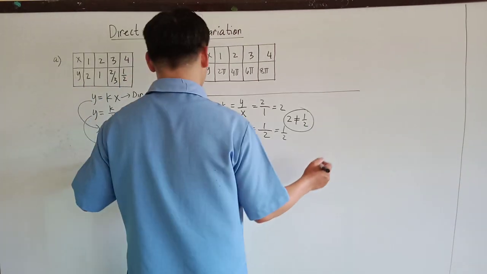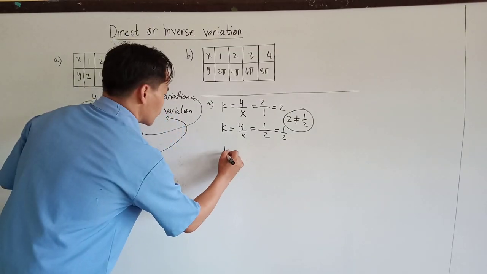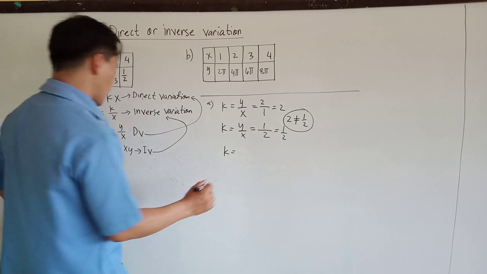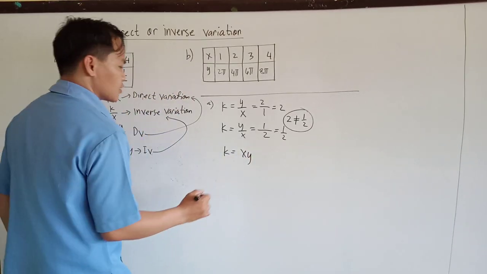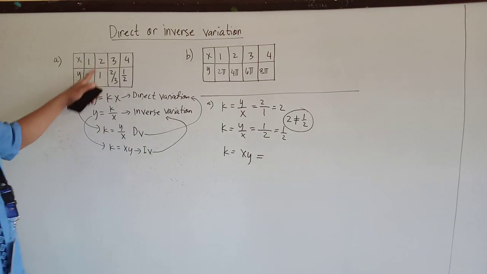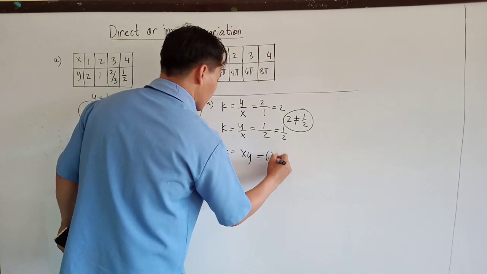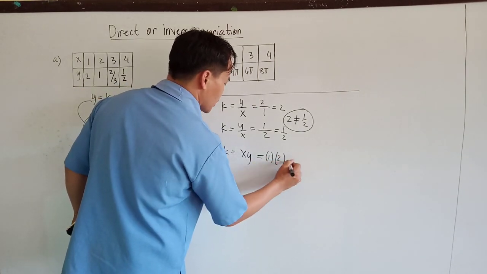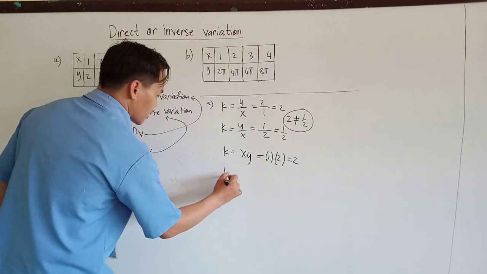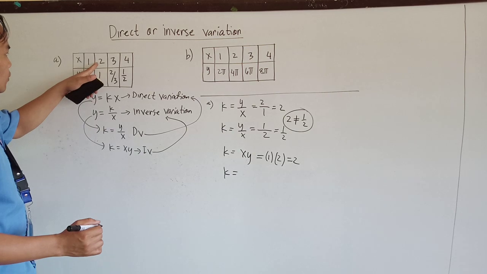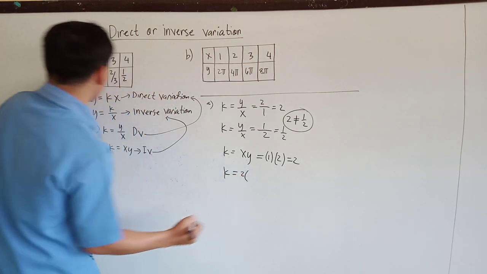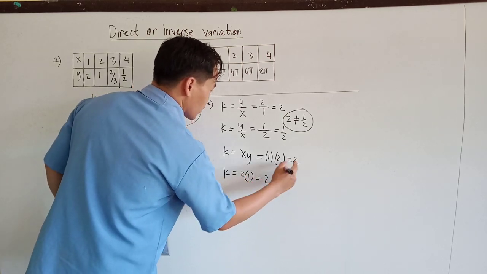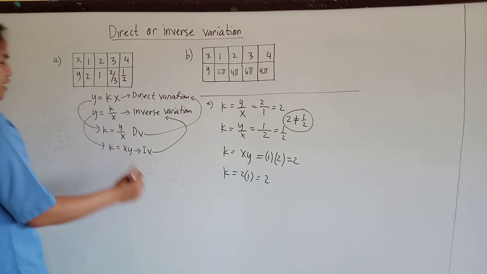Now this formula, k is equal to xy, is also referring to a variation. What will be the value of x? It is 1, and the value of y is 2. Then we multiply 1 times 2, which is 2. Then next, k is equal to xy. For the second, x is 2 and y is 1. We have 2 times 1 is equal to 2. They are equal.